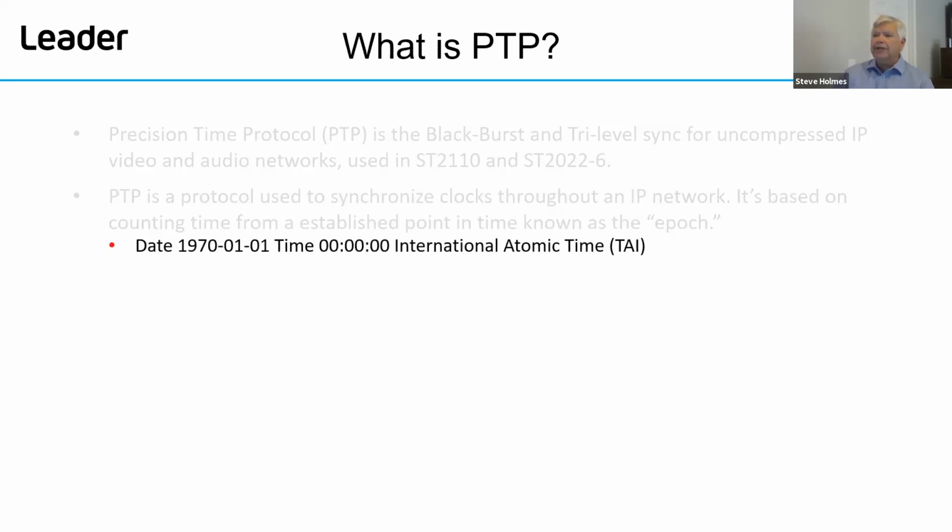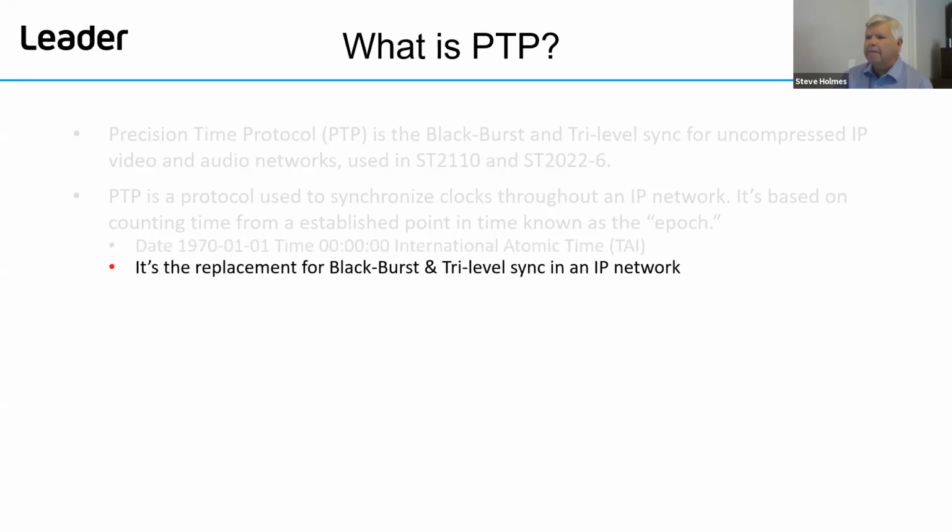And for PTP as well as SMPTE, the start of time is 1970, and that is the International Atomic Time, or TAI. It is the start when everything happens and when everything counts from that point. So we can know exactly what line you're on, what frame you're in, by counting things from that particular date and time. It is essentially, like I said before, the replacement for black burst and tri-level sync in an IP network.